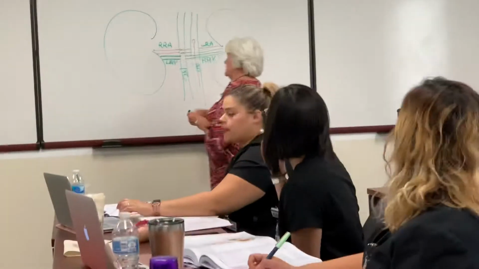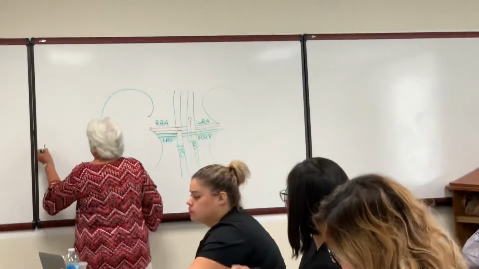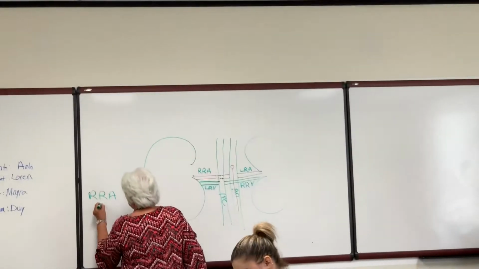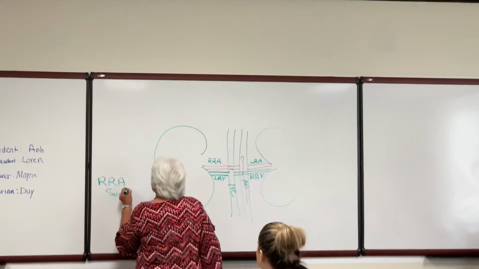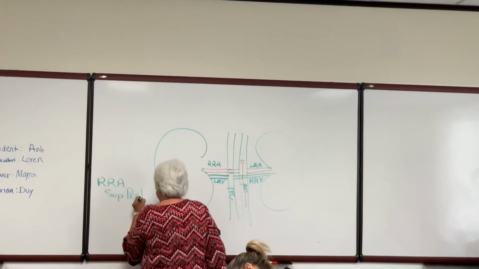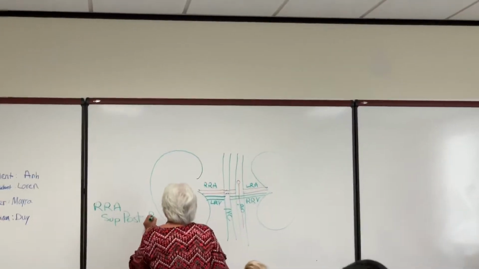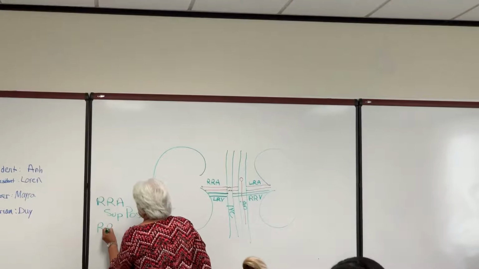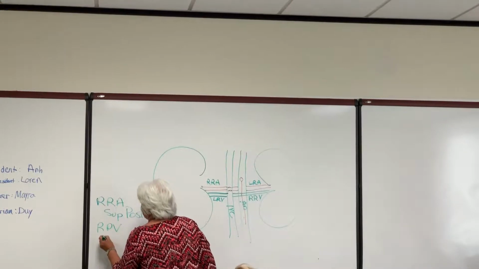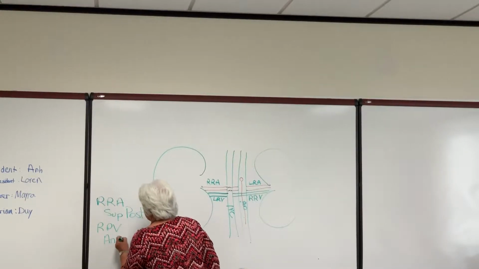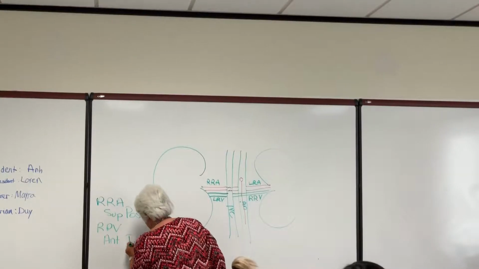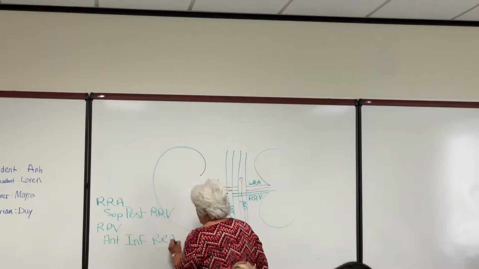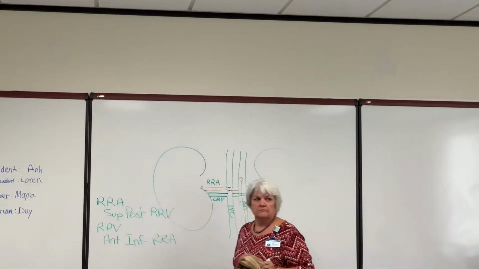Right renal artery. Right renal artery is superior, posterior to right renal vein. Right renal vein is anterior, inferior to right renal artery.